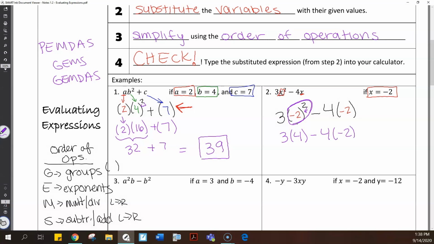I haven't done anything yet to the 4 or the -2 over here, so I can bring those down. Now I'm going to multiply or divide from left to right. So the first multiplication I come across is 3 times 4, which is 12. The next set of multiplication I come by is -4 times -2. -4 times -2 is +8. And the last thing I do is add 12 plus 8 is 20. Weird, 20.